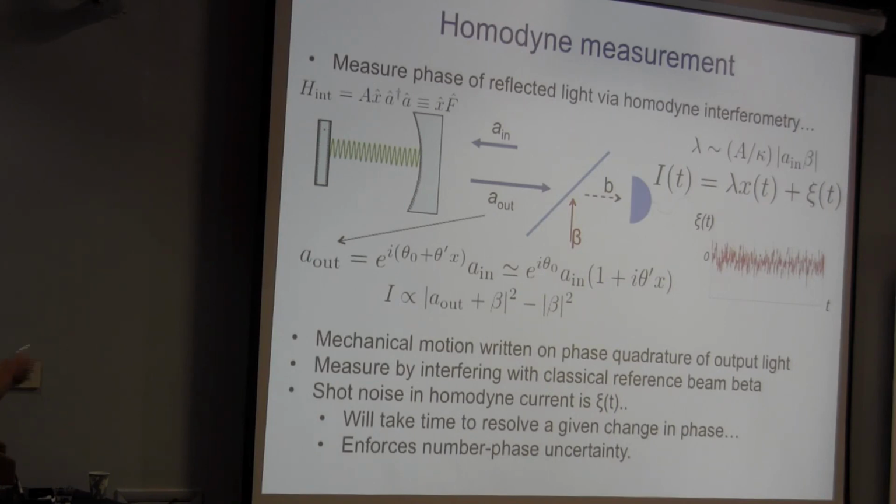And again, why is the measurement weak? The average photocurrent is going to be proportional to what my mechanical position is doing.